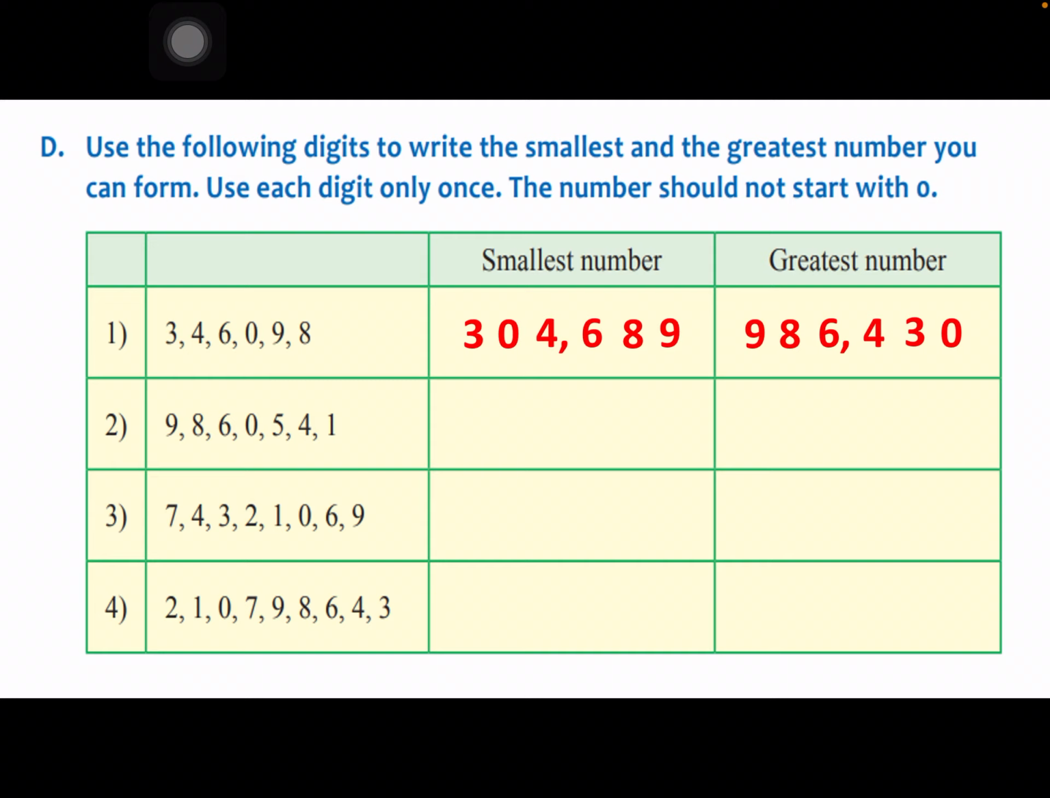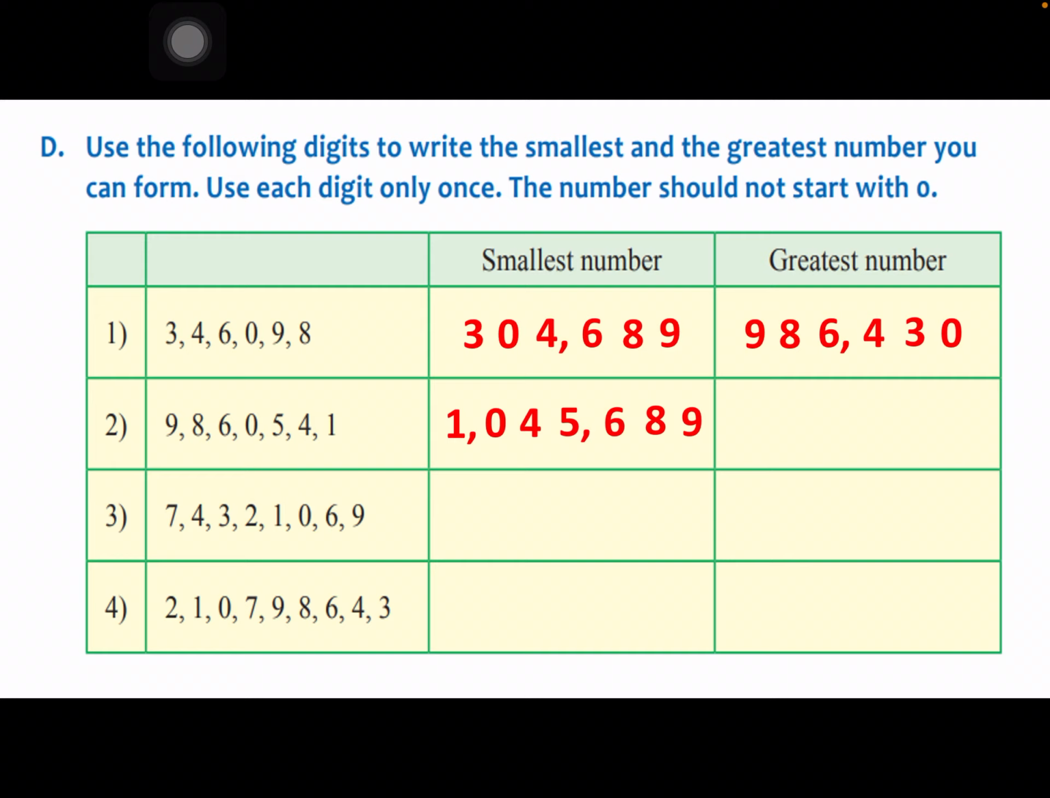Next is number 2. The smallest number you can see is 0, but we cannot start with 0. We start with number 1. Next, we write 0. Next is 4, 5, 6, 8, and 9. The smallest number you can form is 1,045,689. Correct? Very good, students.